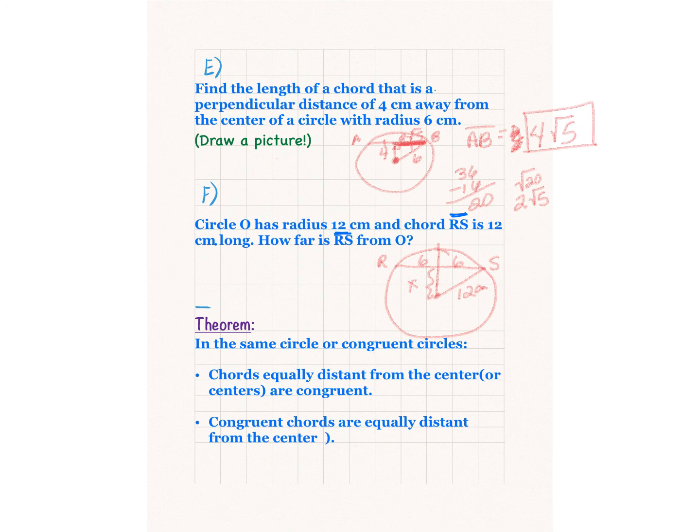Again, I use Pythagorean theorem to figure this out. And I end up with 144 minus 36, which is 108. That is 36 times 3. So 6 radical 3 centimeters is the distance from O to RS. Centimeters, yes, centimeters, not squared. And this was also centimeters. All right, so that's how we did that one.